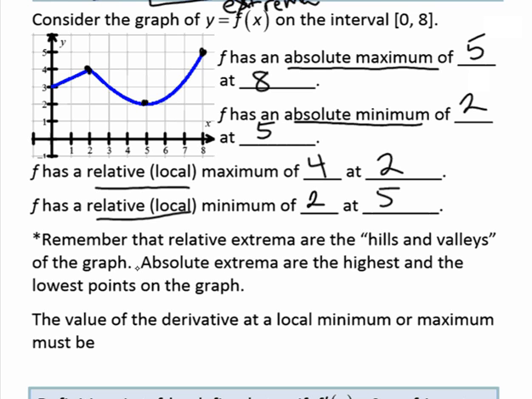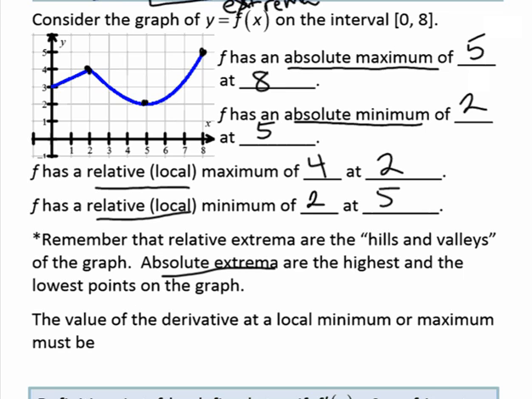Okay, so as I already said, remember the relative extrema are the hills and valleys. So within any given interval, you have lots of hills and valleys, but the absolute extrema are the highest and lowest points. So you only have one absolute maximum and one absolute minimum.